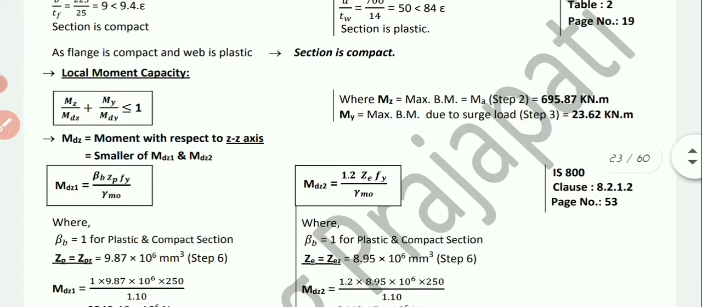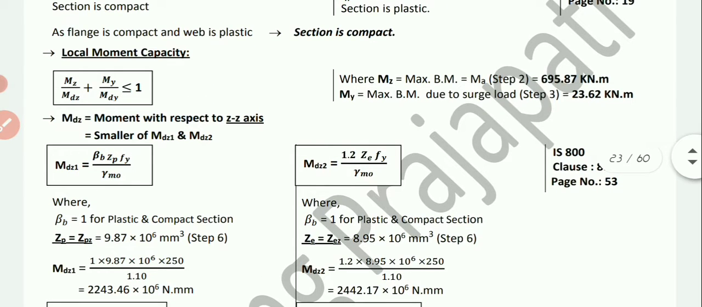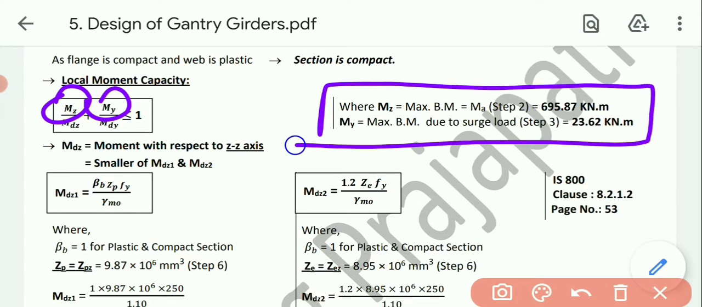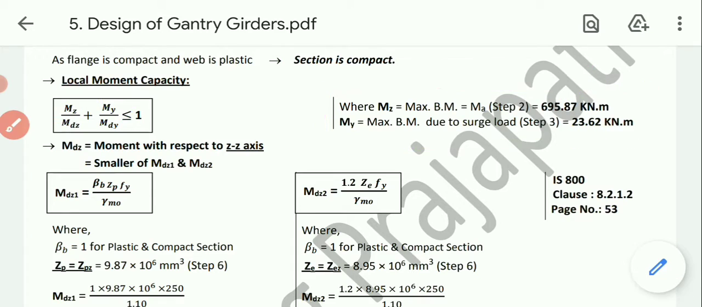Now we need to check the local moment capacity. For that, the condition is Mz divided by Mdz plus My divided by Mdy should be less than or equal to 1. Now the unknown parameters in this equation are Mz, My, Mdz and Mdy. First of all, we already have the values of Mz and My from step number 2 and step number 3. Mz is 695.87 and My is 23.62 kilonewton meter.